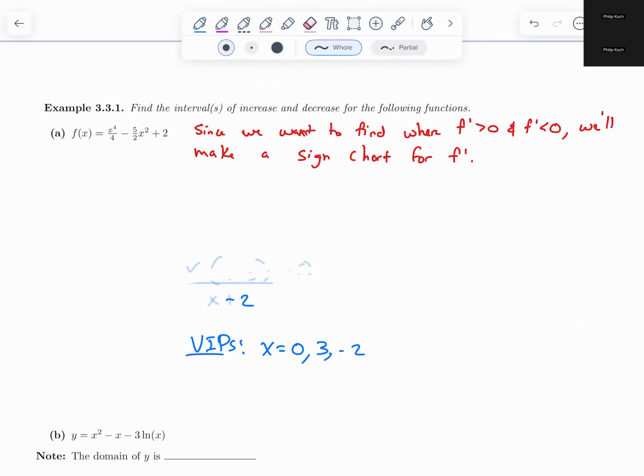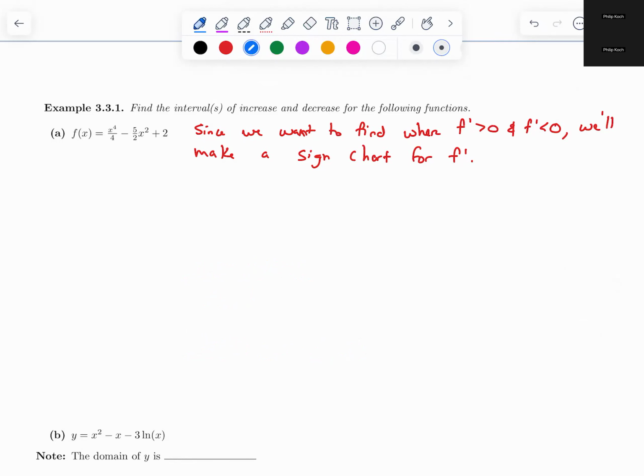So, step one is going to be find f prime and the CVs. The SCVs actually, more specifically.